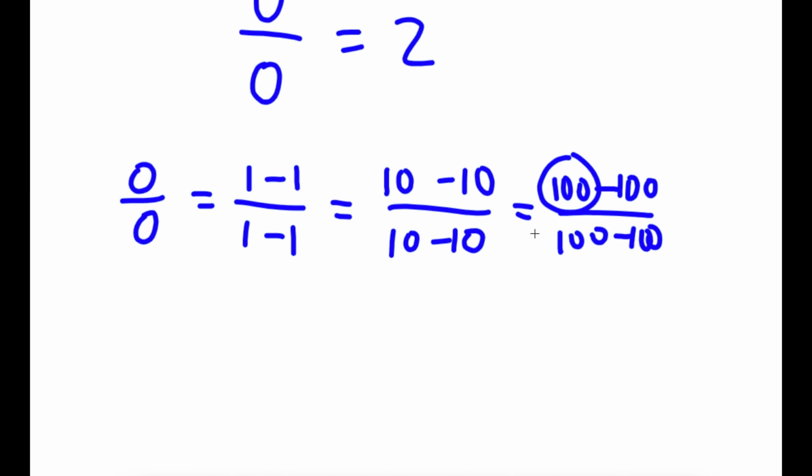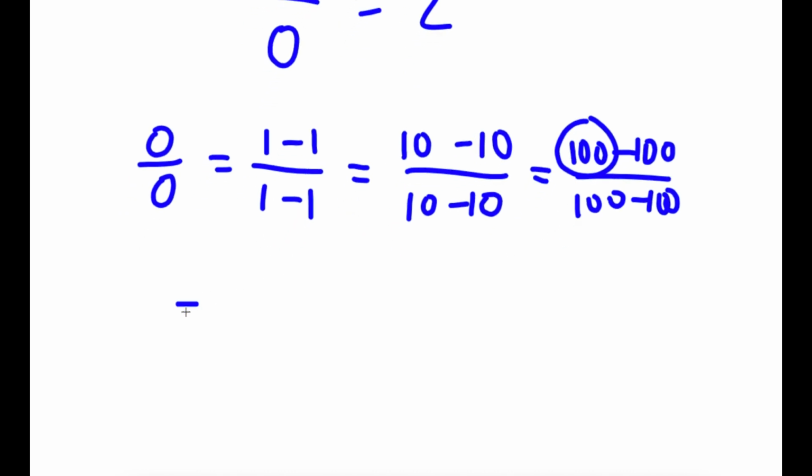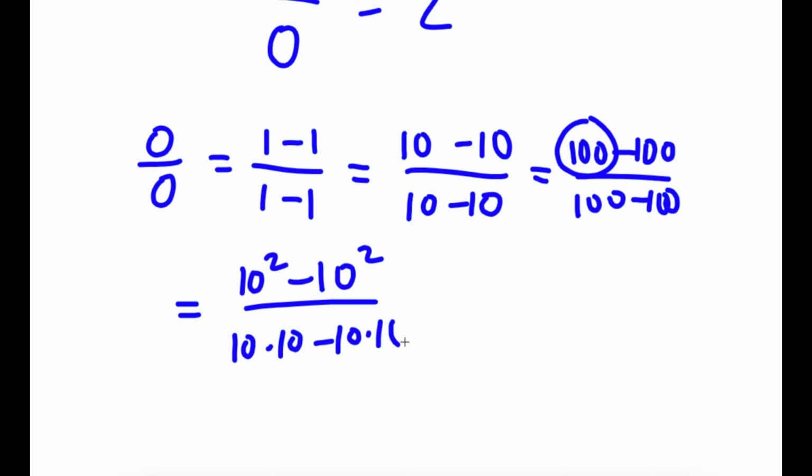So 100 is the same thing as 10 squared, right? So this is the same thing as 10 squared minus 10 squared for our numerator, because 10 squared is 100, so 100 minus 100 is the same thing as 10 squared minus 10 squared. And for my denominator, 10 squared is the same thing as 10 times 10, so I'm going to write 10 times 10 minus 10 times 10. And this is again equal to 0. This is still 0 over 0.